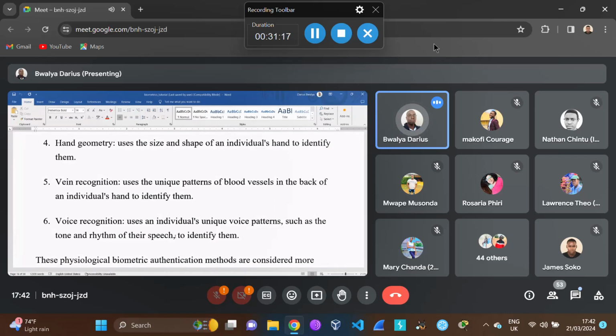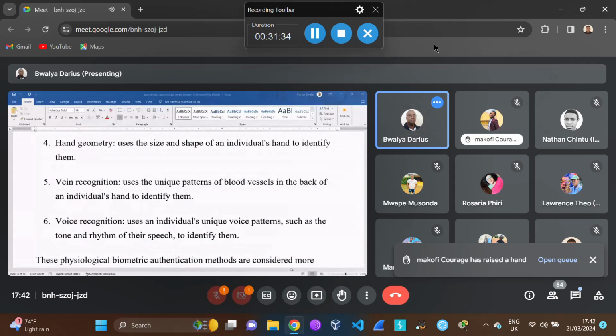Maybe I can ask, what do you think is the difference? Maybe you might wish to guess. Voice recognition and speech recognition, how are they different? Yes, courage. Just to try, sir. Voice recognition deals with how the sound comes out and the pattern in which your accent flows.